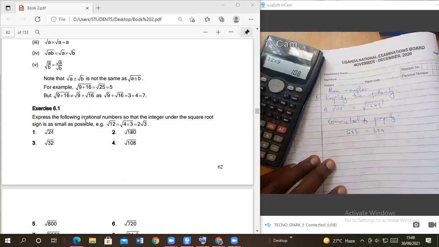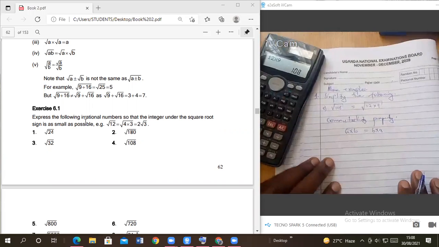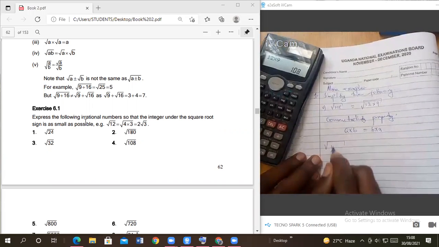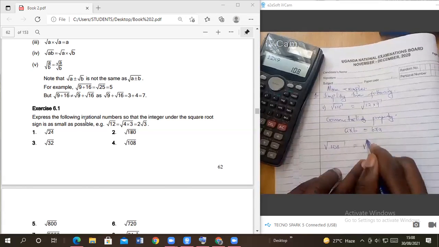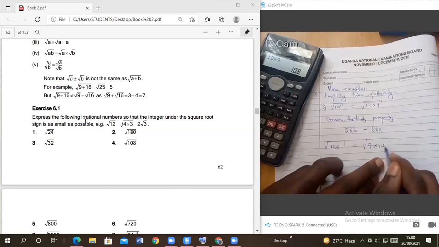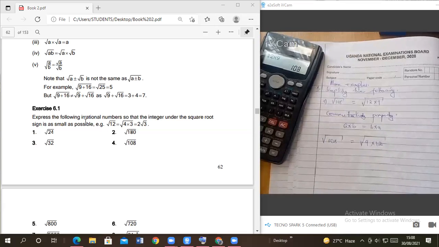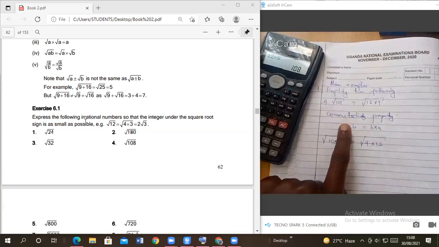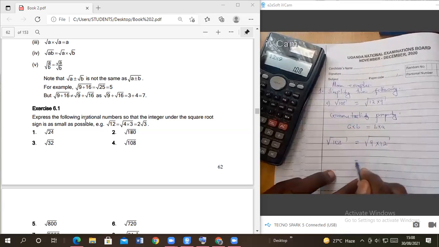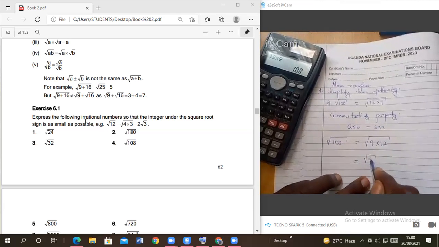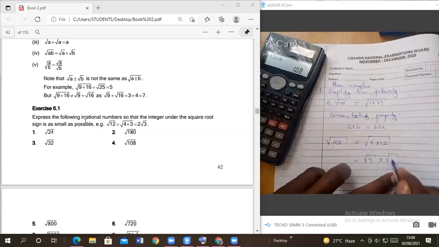So 108 is also the same as 9 times 12. It's not wrong, that's still the same, because we are using the commutativity property. So this is the same as root of 9 times root of 12.